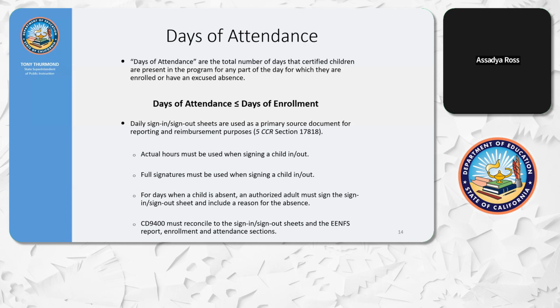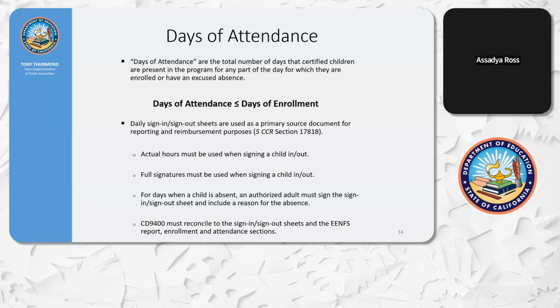Daily sign-in and sign-out sheets are used as a primary source document for reporting and reimbursement purposes according to Title V, Section 17818. Actual hours are required to be used when a child is signed in and out. Full signatures are also required to be used when signing a child in and out.